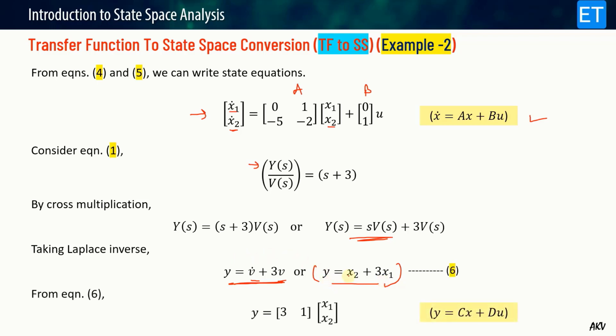So obviously the equation 6 is rewritten like this: y equal to 3x1 plus x2. Okay, so it's the same equation. So that is your Cx plus Du. So this is your C matrix and D is missing here. So this is how you can convert your transfer function which has the numerator polynomial by this way.